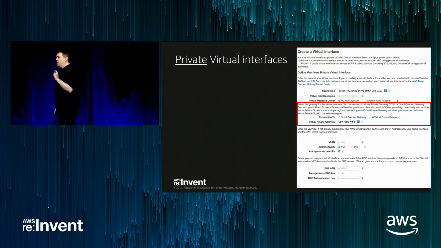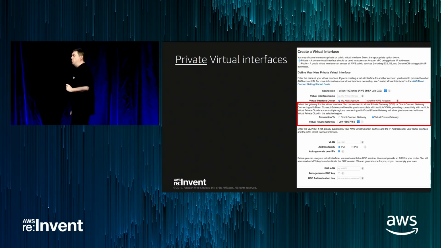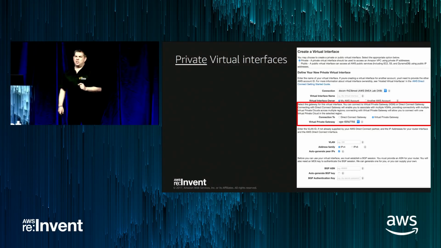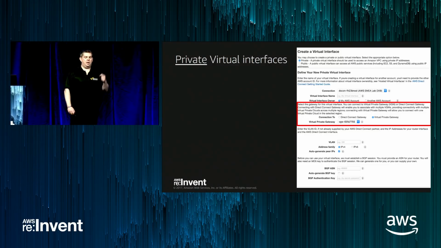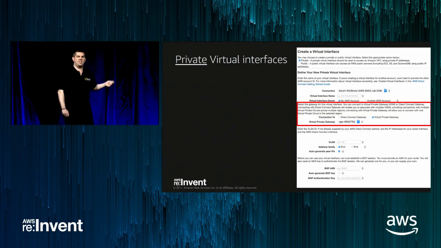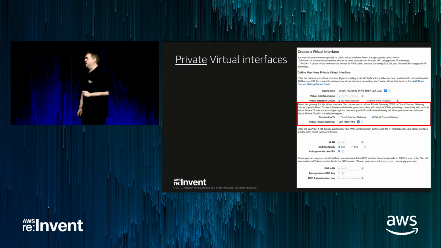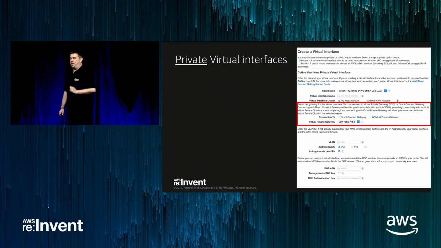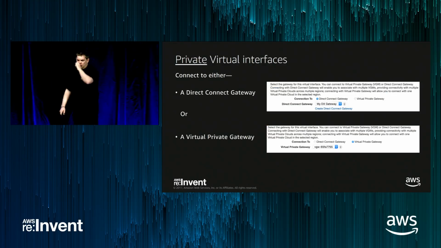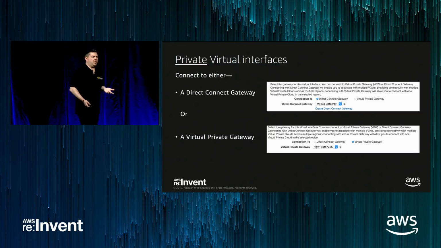Now, there is one other set of choices you have to make when you're creating a private virtual interface. And this is whether you're going to associate it with a virtual private gateway on your VPC, or are you going to associate it with the newly announced Direct Connect gateway? So this is where you make that decision. So it's quite simple. We make a choice at this point.